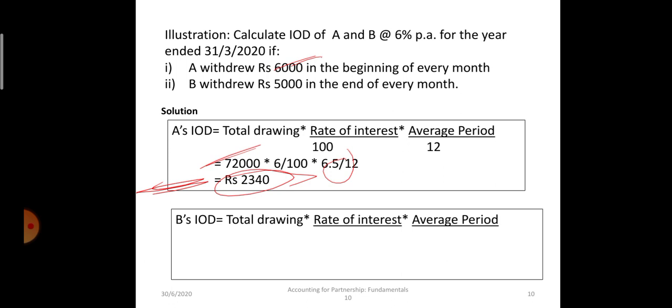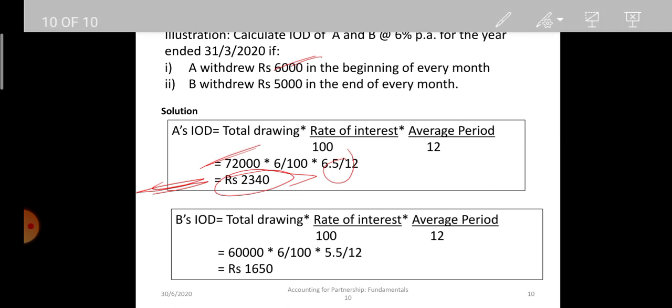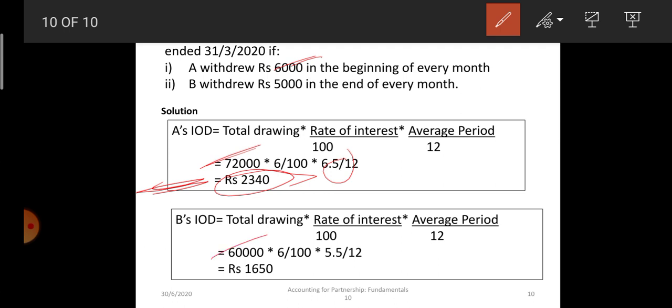B, the formula is same. Total drawing into rate of interest upon 100 into average period upon 12. Total drawing is 60,000. Rate of interest is 6 upon 100 into average period. End of every month is 5.5. So interest on drawing amount is 1,650 rupees. Again I am repeating, 5,000 into 12, 60,000. Rate of interest is 6%. Average period, in the previous slide we have discussed, it is 5.5 upon 12. So when we calculate, we get interest on B's drawing 1,650 rupees.